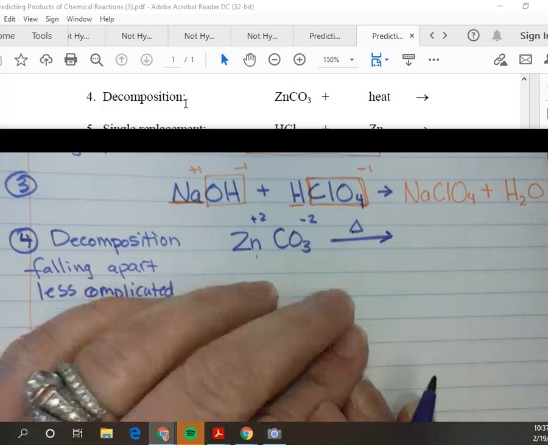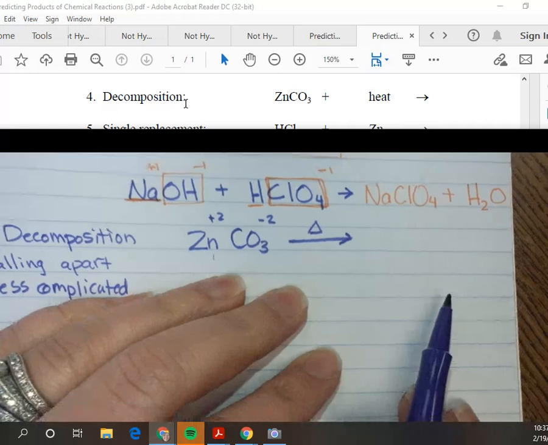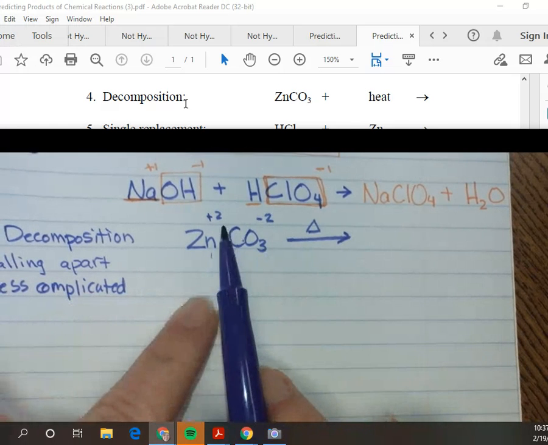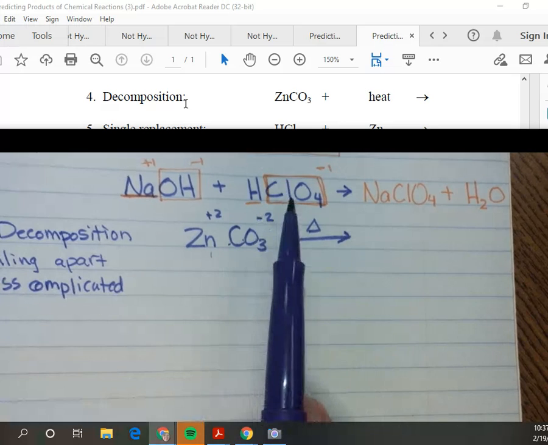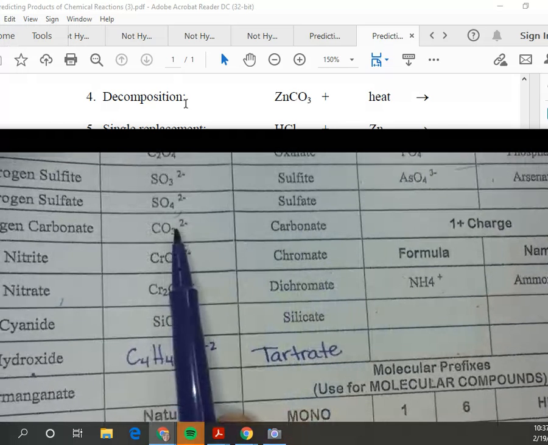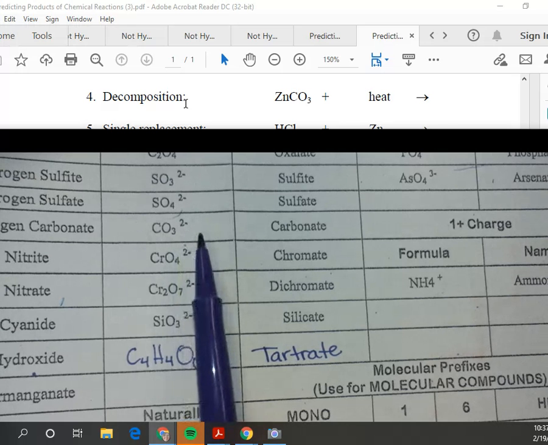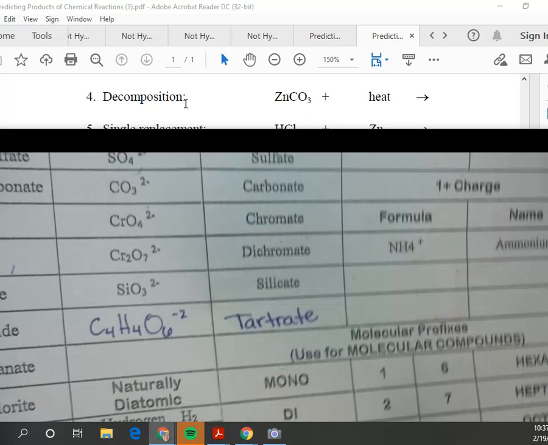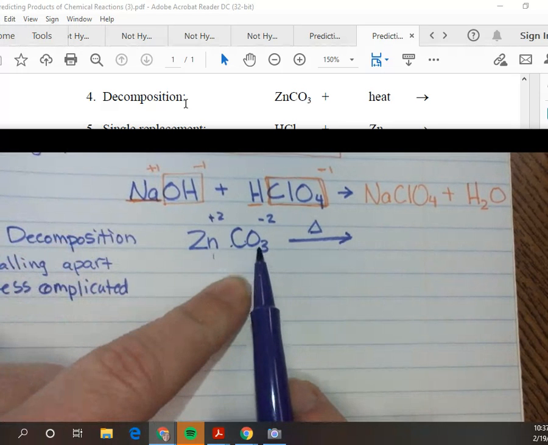What's it going to fall apart to? Now, this is where you might get stumped, okay? So you're looking at it, well, surely it's just going to be zinc and carbonate, right? Carbonate, though, when we look at in this ion, it has got a -2 charge. So it is going to bond with something. So you cannot leave just an ion. Otherwise, it's going to go back and bond with that zinc.